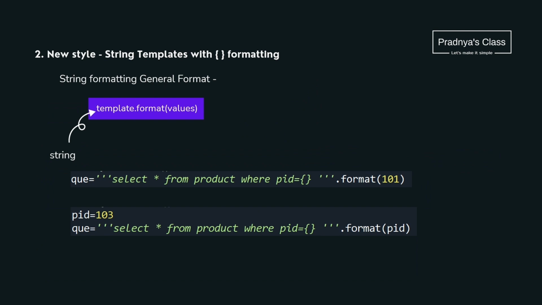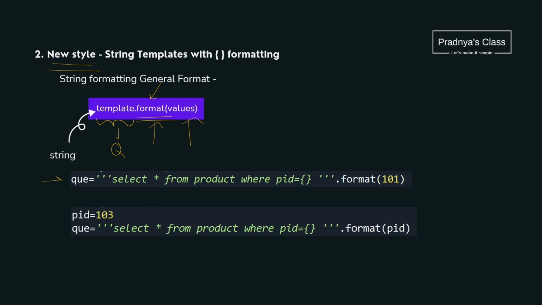Now let's try to understand the new style of creating a parameterized query. For that we will be using the format function. Here is the template. This is nothing but a query in the form of a string. Then we will be using the format function and providing the values.